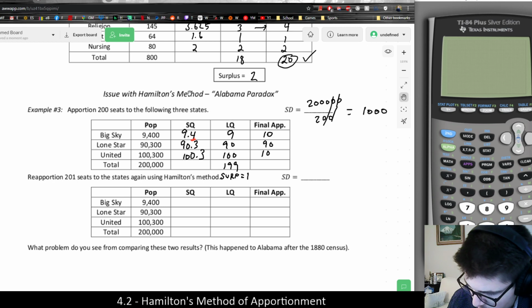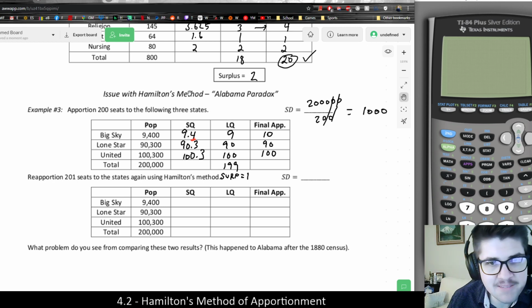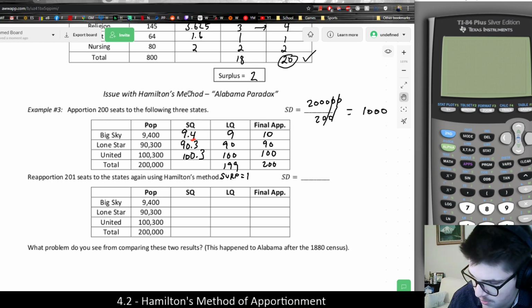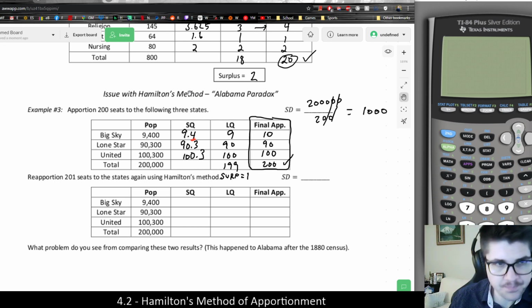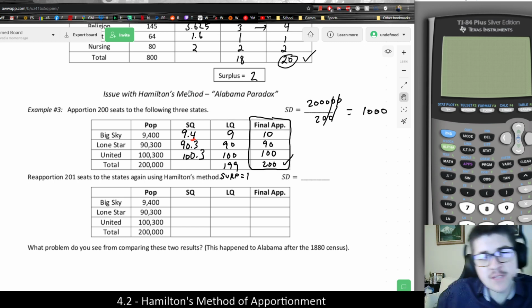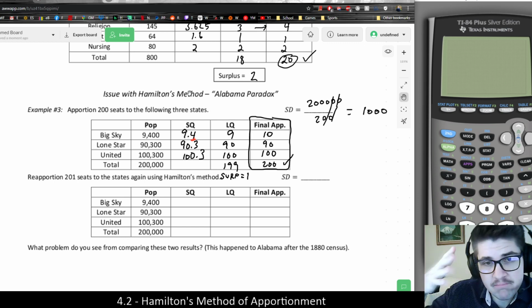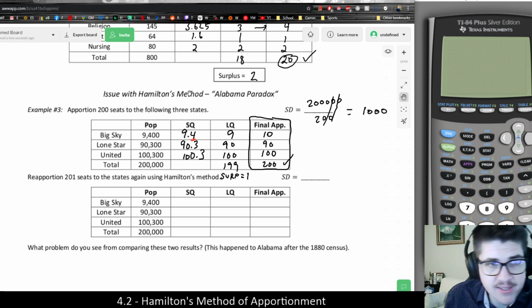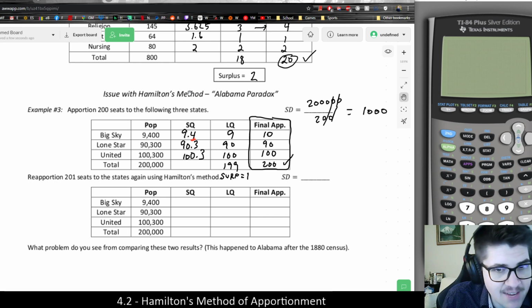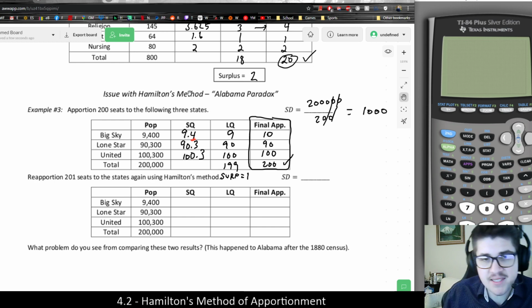And so our final apportionment will be pretty nice and easy: 10, 90, 100 for a total of 200. And we are done. This would be our Hamilton apportionment. And in these problems, a lot of times what we're going to be looking for is how many objects they are going to get. Obviously, it needs to add up, which it does, and that's kind of our final check to make sure we didn't get messed up in the procedure.